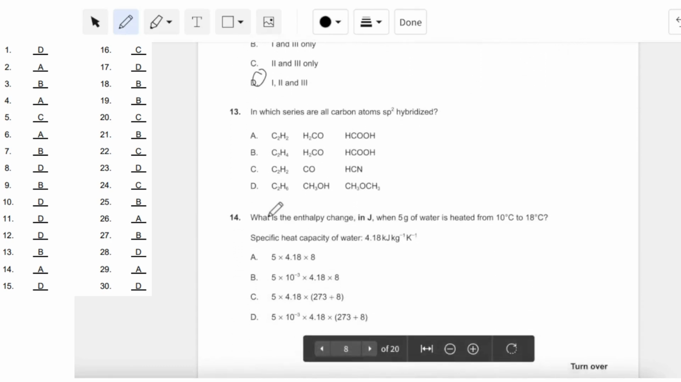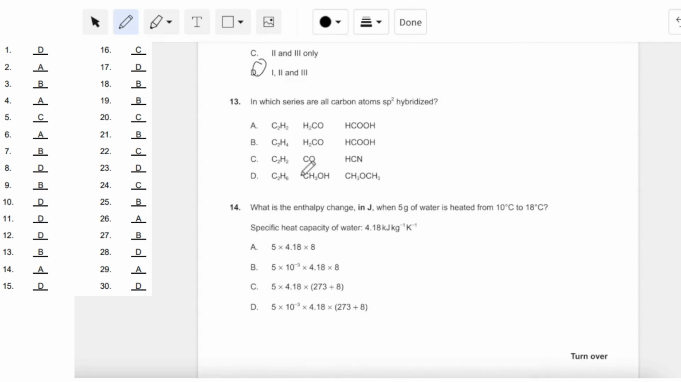Okay, so now number 13. In which series are all carbon atoms sp2 hybridized? sp2 means 3 domains, because it's one S and two P. So if it's sp, it has 2 domains, and sp3 has 4 domains. So 4 domains, 3 domains, 2 domains here.